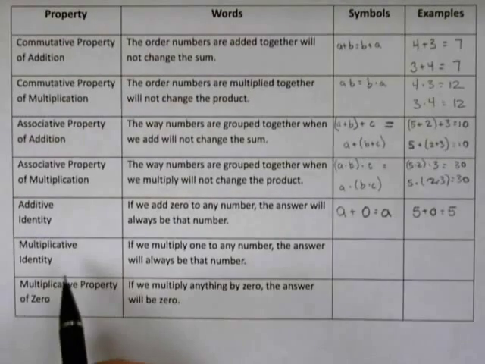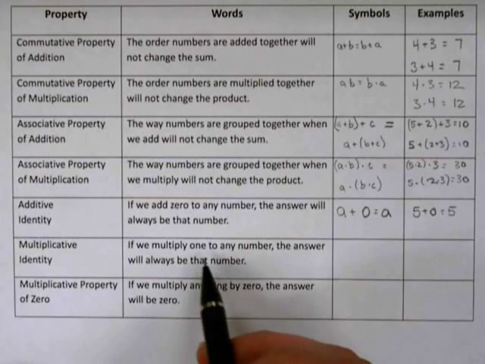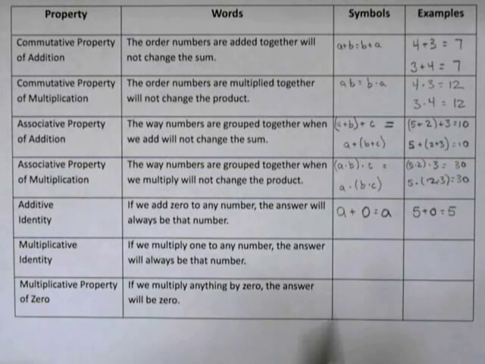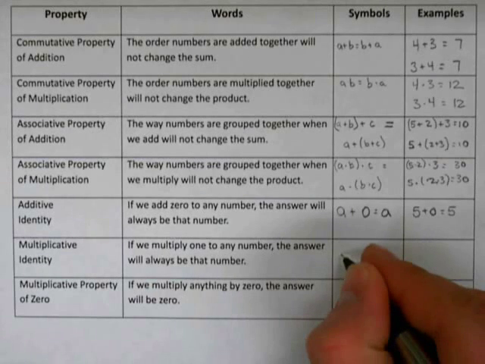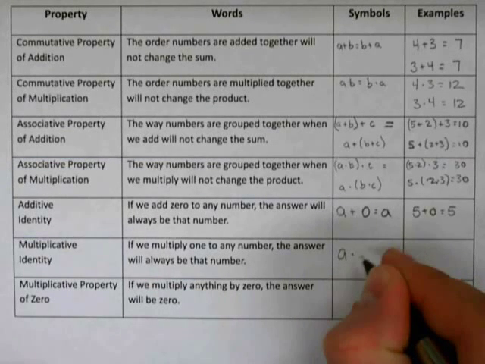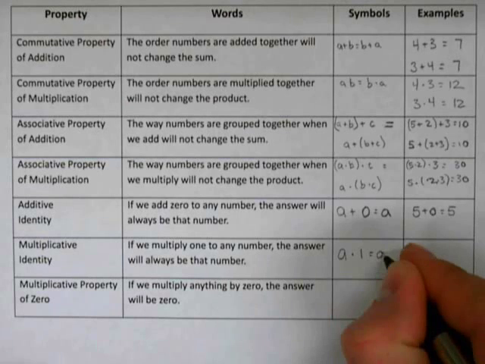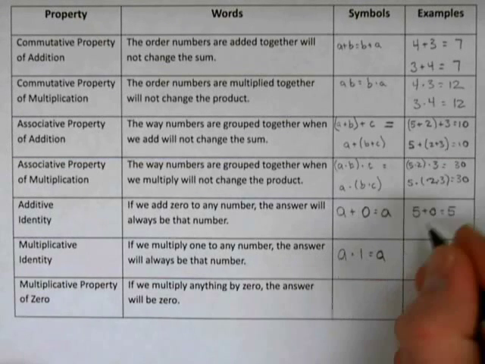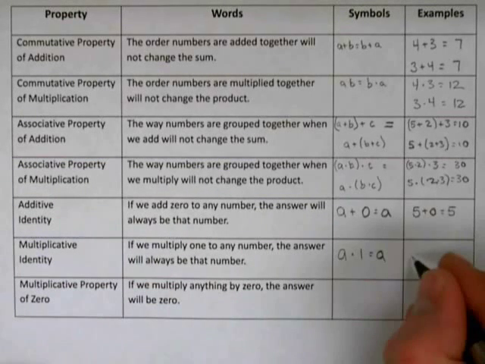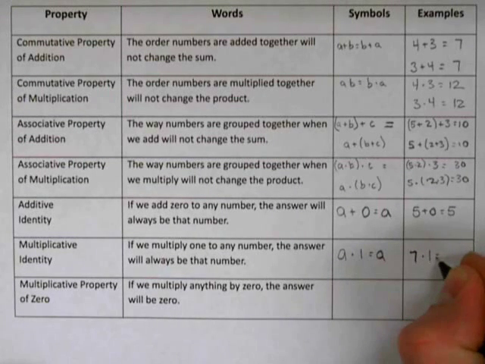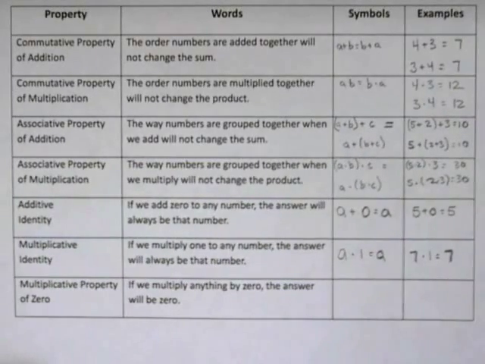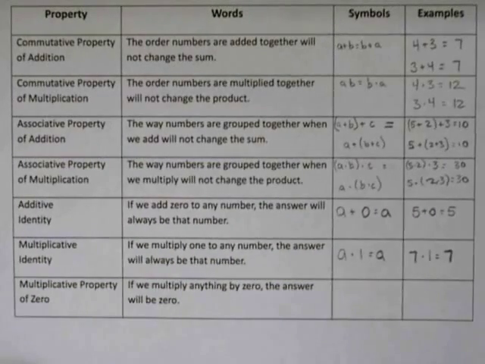Now the multiplicative identity is if we multiply 1 to any number, the answer will always be that number. So that is A times 1 will always be A. Okay, and we'll use 5 again. Well, let's use 7. We'll use 7 for A. 7 times 1 will equal 7. And so that is the multiplicative identity. It's saying that anything you multiply to 1 is going to be that number.